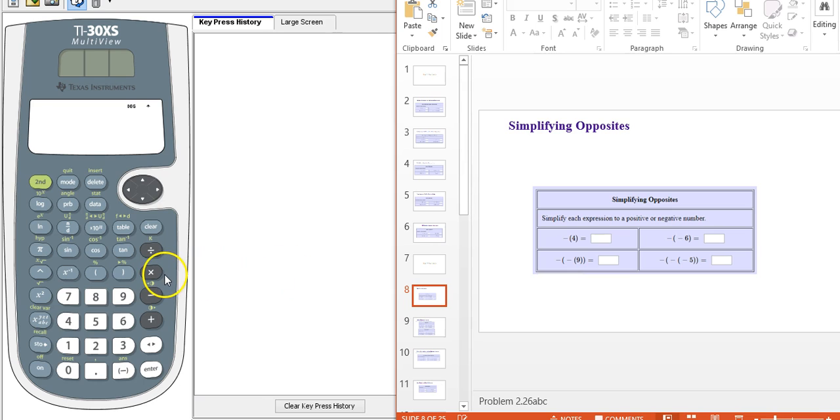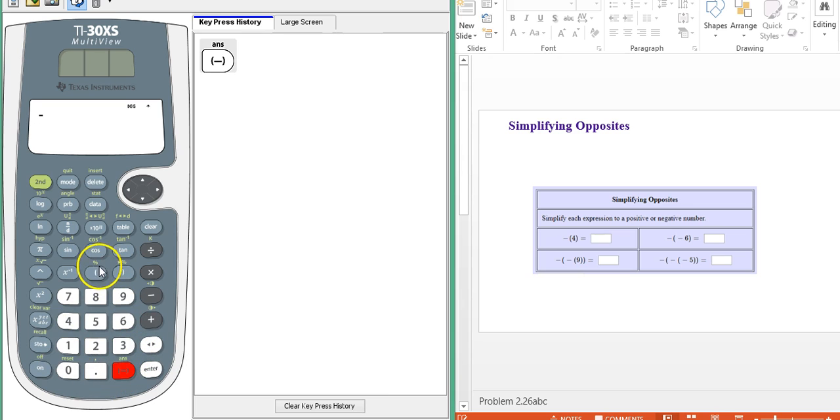Make sure to note, now that we're dealing with negative numbers, if it's a negative or an opposite, so this is the opposite of negative 5, we need to use this button right here. We only use subtraction when we're subtracting two numbers. So if there was a 5 in front of this, we would be finding 5 minus the opposite of negative 5. If you ever see a syntax error, you probably used one of the wrong buttons.